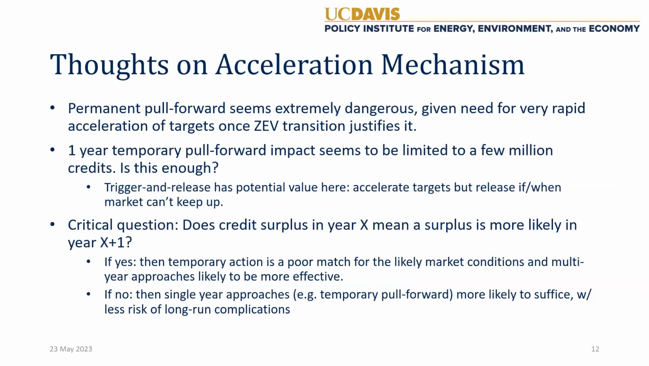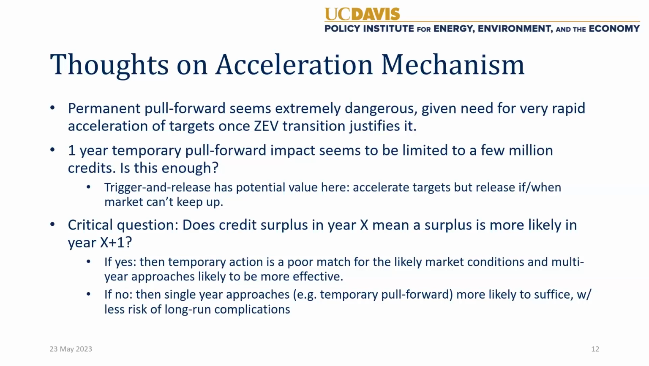The 1 year temporary pull forward impact seems limited to a few million credits, and I just don't know if that's enough to make a real difference in the market, which is why a permanent adder, or the step down and then resume the trajectory approach that Jeff described, or the trigger and release mechanism seem to make more sense. The critical question when you're thinking about acceleration mechanisms is, does a credit surplus in 1 year mean it's more or less likely we're going to have an additional surplus in the following year?